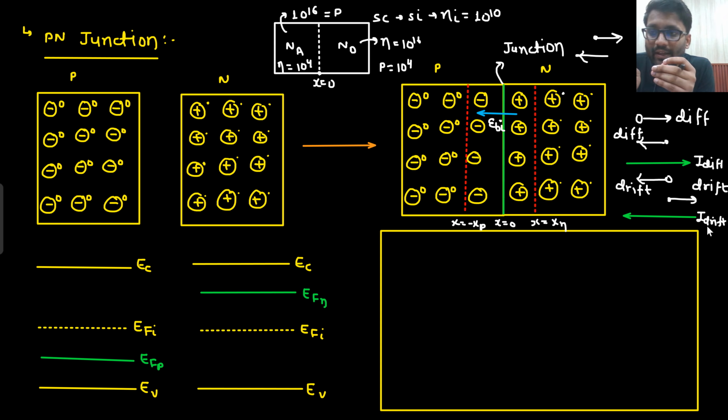Whatever scenario was happening in n plus, the same scenario is happening in PN as well. Nothing new we are learning. Holes started to diffuse from p side to n side. Electrons started to diffuse from n side to p side. Both were killing each other. Because of that, we got a built-in electric field.